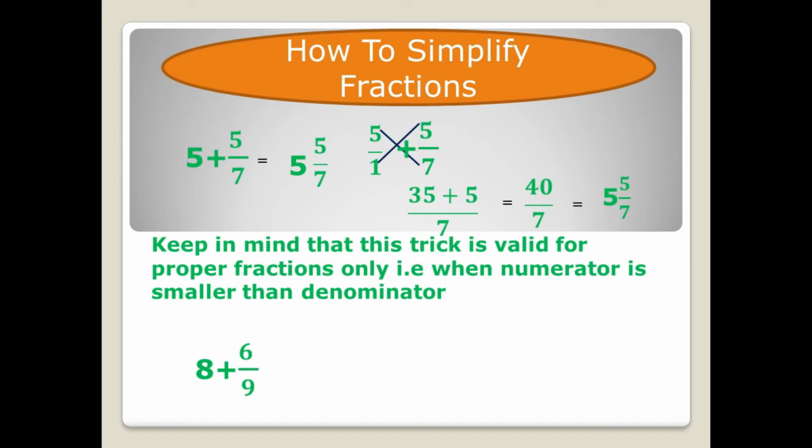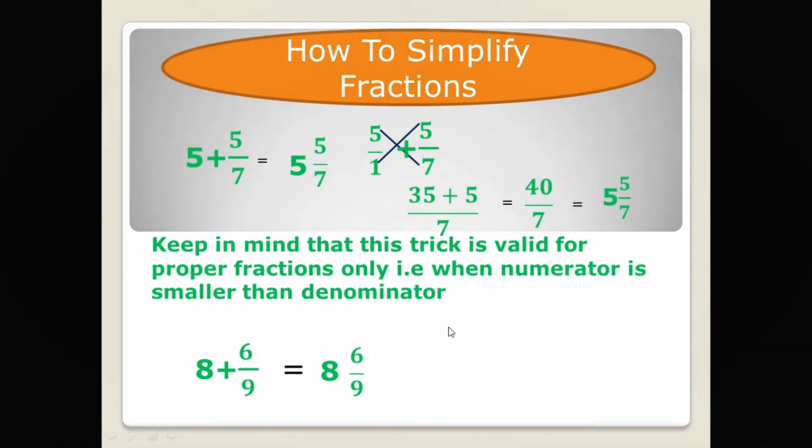Consider another example, that is 8 plus 6 over 9. Here again we have a proper fraction, that is 6 over 9, where the numerator 6 is smaller than the denominator. We can simply place 8 beside this 6 over 9 and it is our answer.